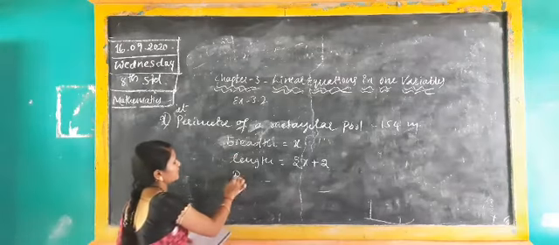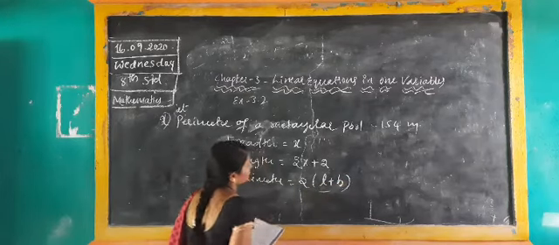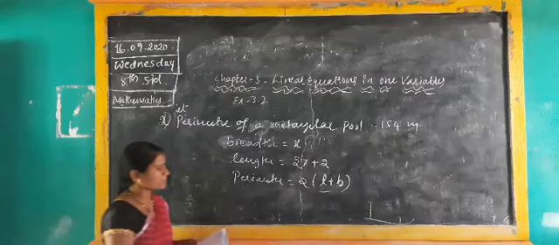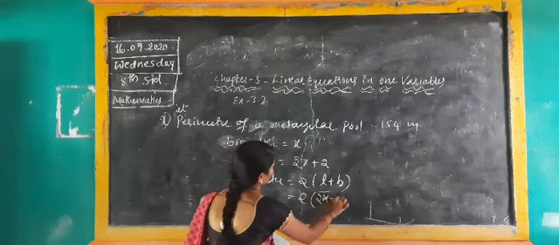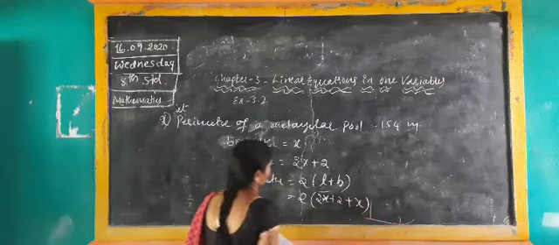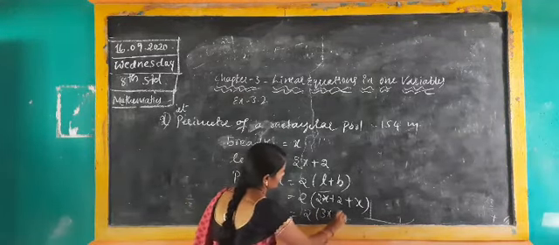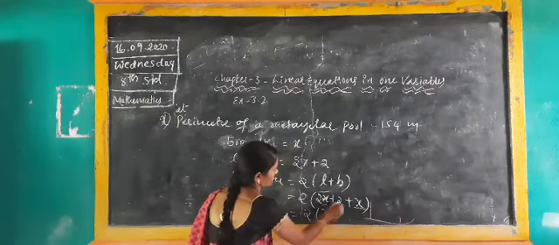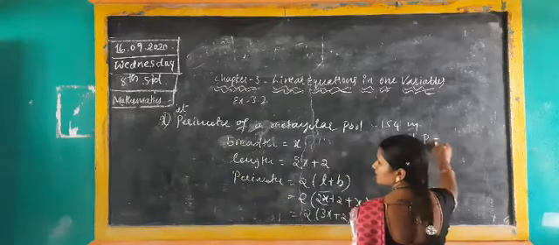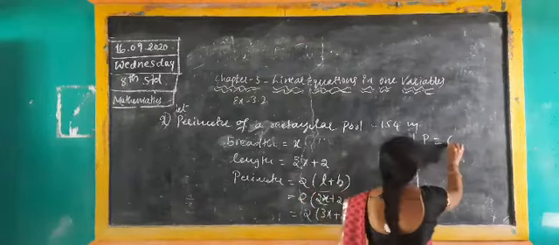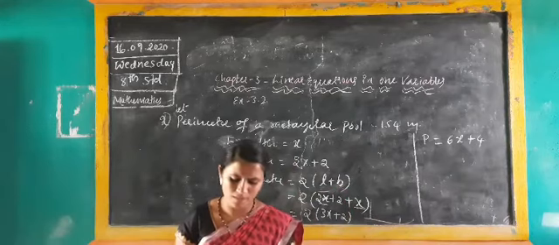You already know the perimeter formula. Perimeter is equal to 2 into length plus breadth, L plus B. L means length, B means breadth. You have to substitute whatever their length and breadth are. 2 into length will be 2x plus 2 and breadth will be x. Now 2x plus x is 3x, remaining 2. Multiply that equation. What are we getting? Perimeter is equal to 2 3s are 6x plus 2 2s are 4. Perimeter will be 6x plus 4.